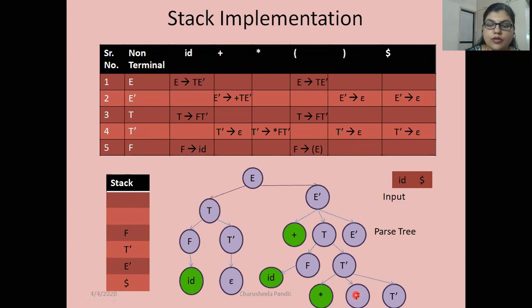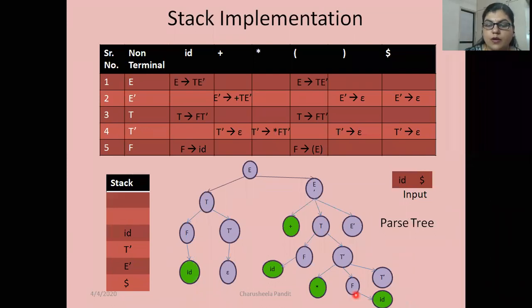So F row and id column. So we got F gets expanded to id. Now id is a terminal, it can't get expanded further. So id got matching with the current input symbol. So we will parse the input string further for the next left hand side input symbol.